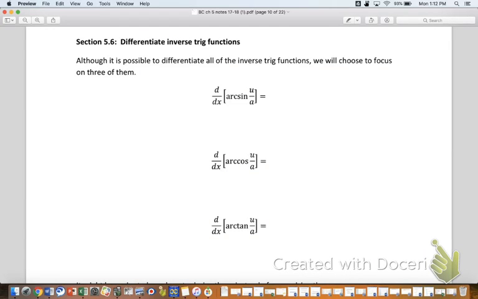Let me run through these with you really quick and then prove one or two of them. Maybe have you guys prove one or two of them too. So are you guys all comfortable with arc sine meaning inverse sine, arc cosine meaning inverse cosine, and so forth?